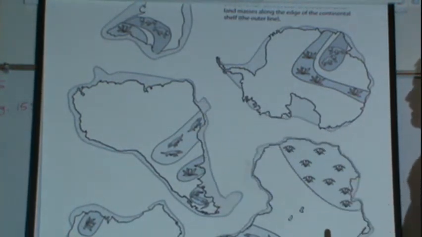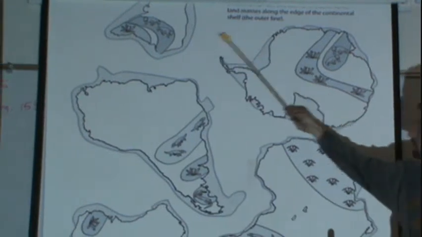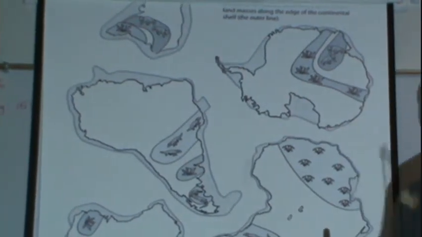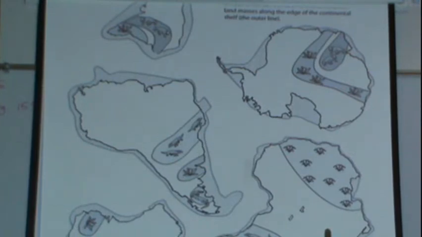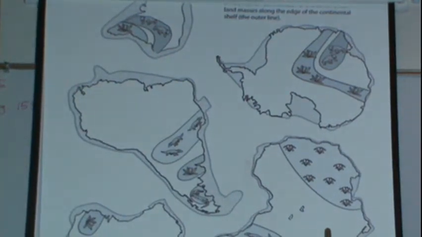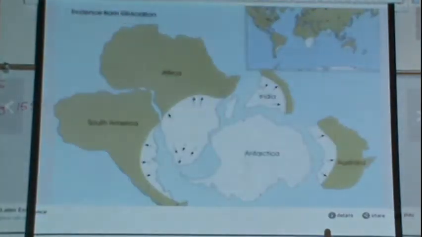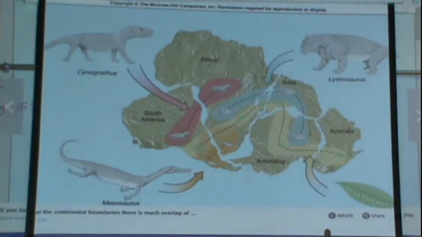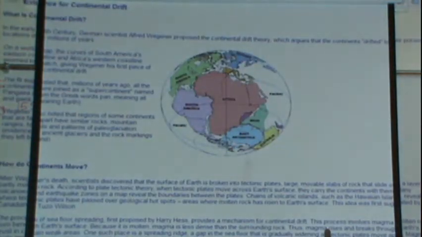Okay? And so these are puzzle pieces that you're going to be using tomorrow in class for our little activity in putting together Pangaea. All right? But let's take a look at an actual map of the Earth. Real quick, let's see here. I thought I had one ready. Well, we'll take a look at this.